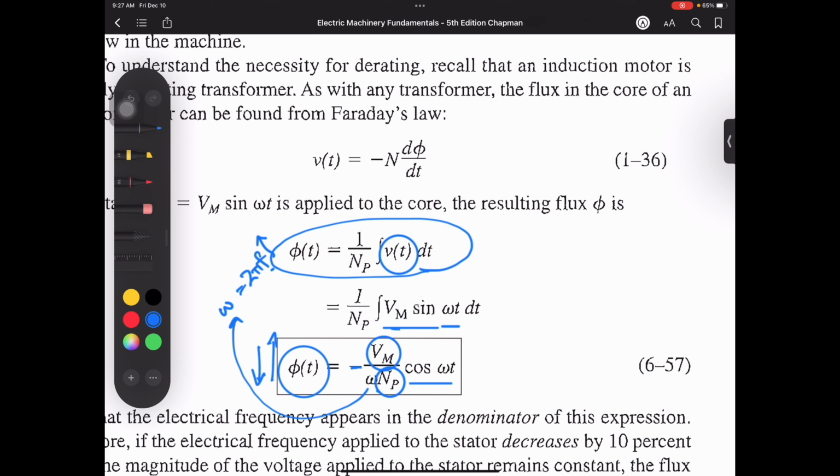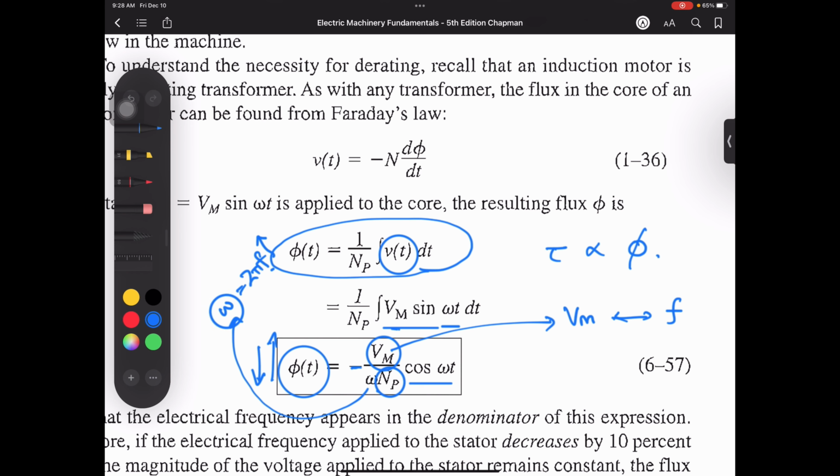So what is happening over here? We want the flux in the machine to be constant. Why? Because torque is directly proportional to your flux. So we want that this Vm has to be changed in the same proportion to your F. So जितने ratio से आपने F को change किया, which means actually omega.